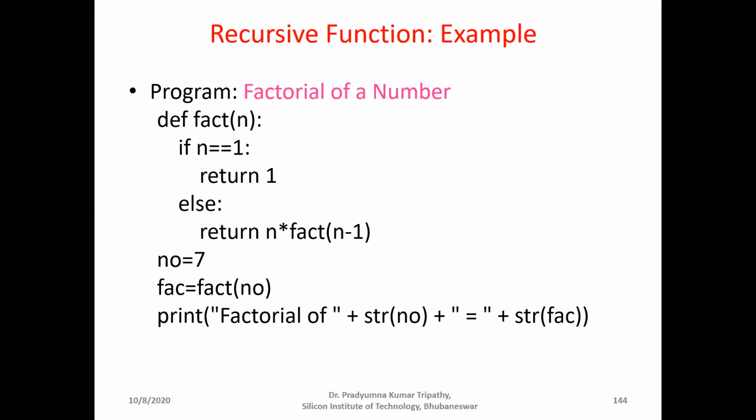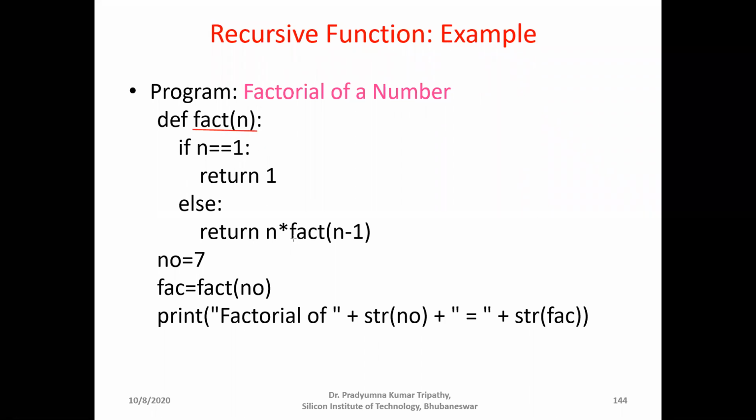Finding the factorial of a number. This is the trivial example given almost anywhere you read about recursion. Usually this example is given to find the factorial of a number. So I started with this example again. To find the factorial of a number, I have fact of n. If n is equal to 1, it will return 1. Otherwise, it will return n into fact of n minus 1. You can see where I am defining a function.